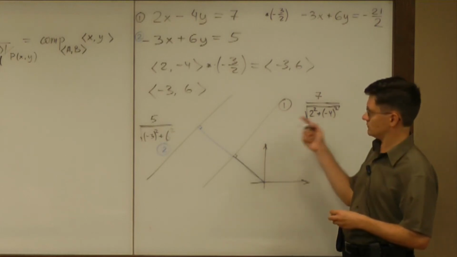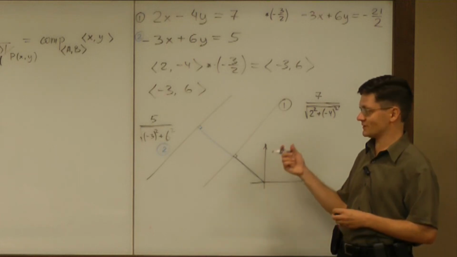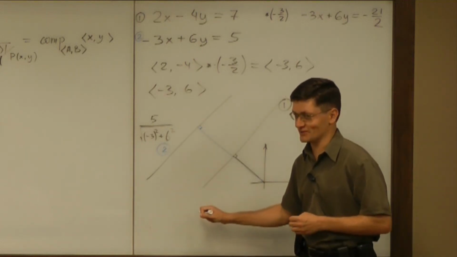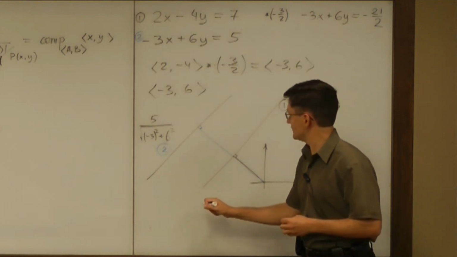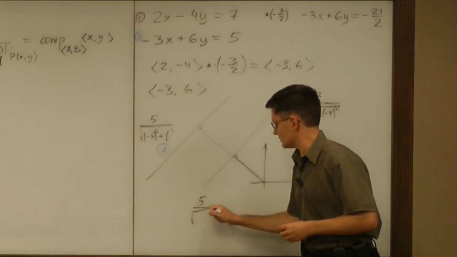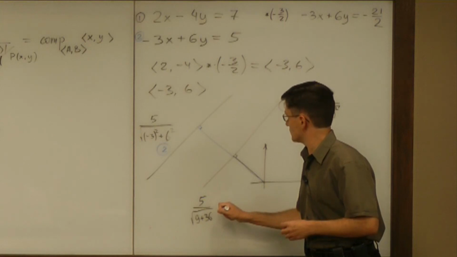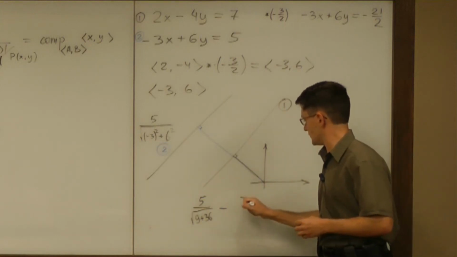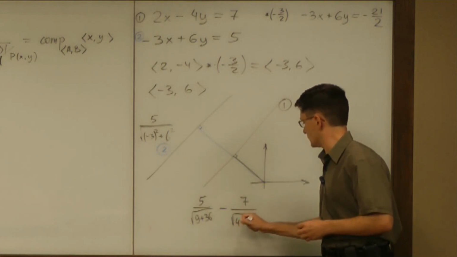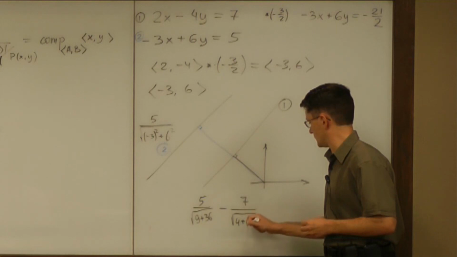So what should we do? Subtract the two numbers and hope that that's the distance. Is it the distance? So 5 over the square root of 9 plus 36 minus 7 over the square root of 4 plus 16.